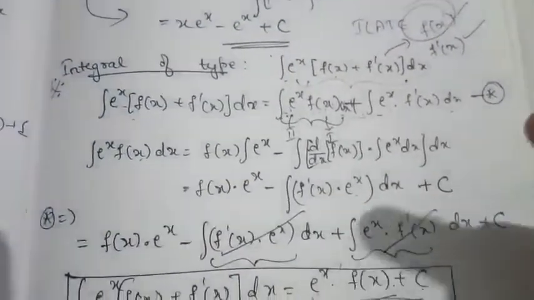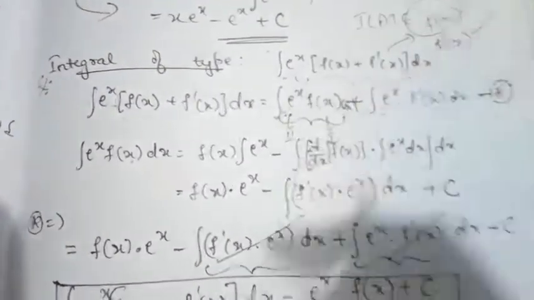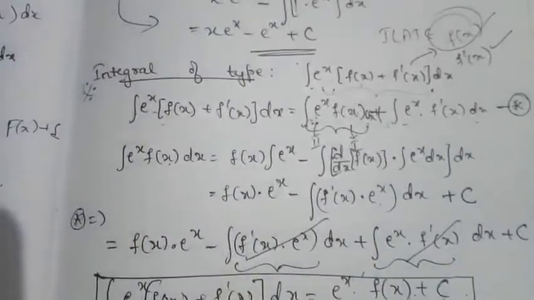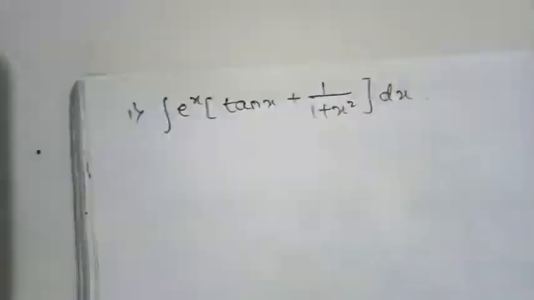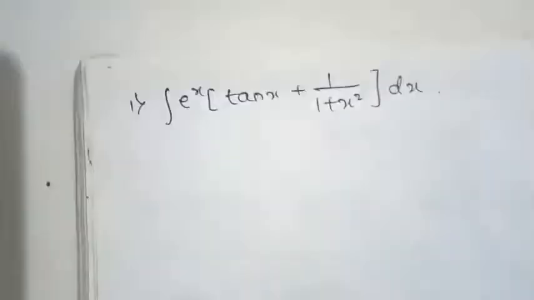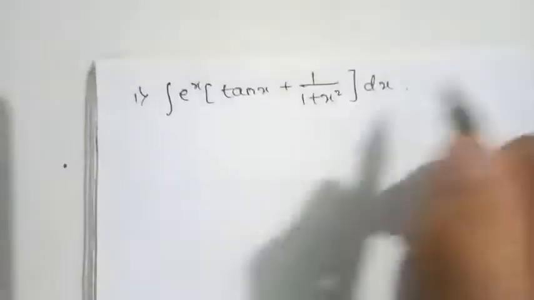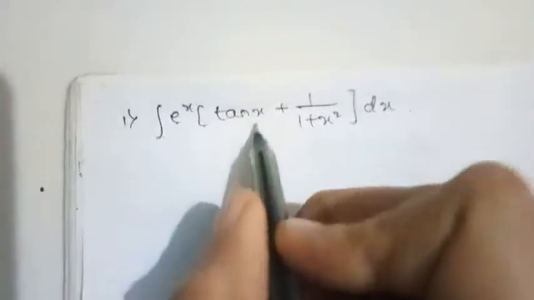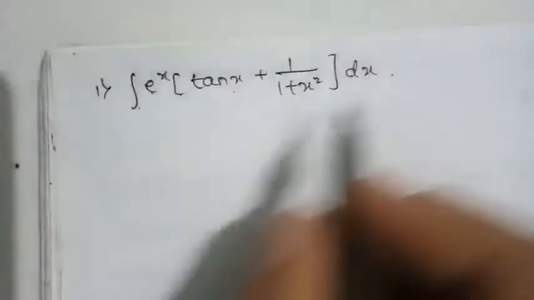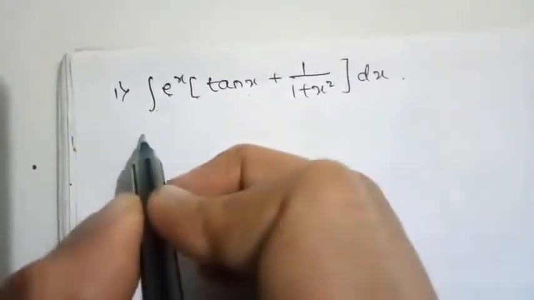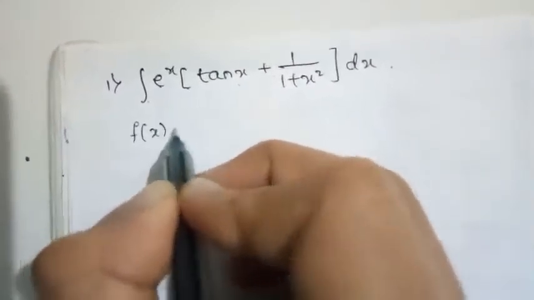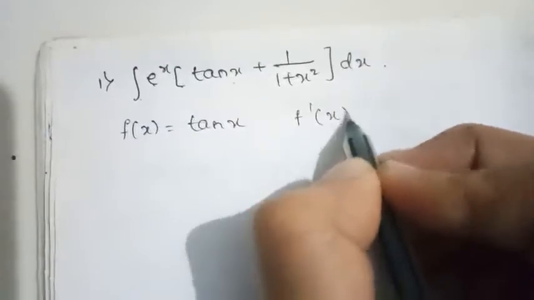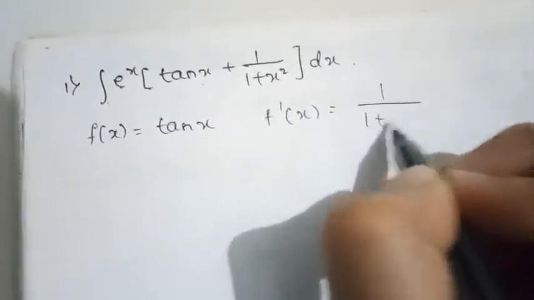So now let us look at one example of this type so that you will get an idea of how we are going to deal with this type of integral. Here is the first example, which is one of the easiest so that you can recognize it very easily. Here you can see an integration of e power x into tan x plus 1 divided by 1 plus x. Looking into this itself, you can say that here our f of x is equal to tan x and f dash of x is equal to what? 1 divided by 1 plus x square.